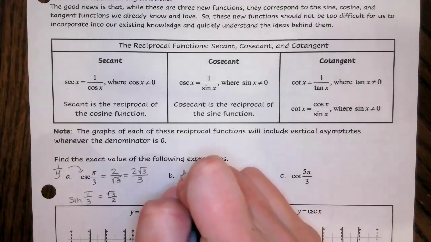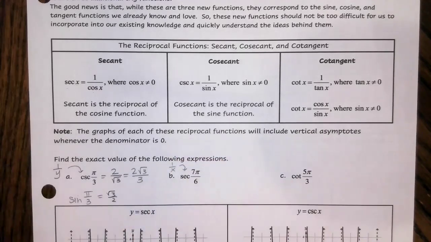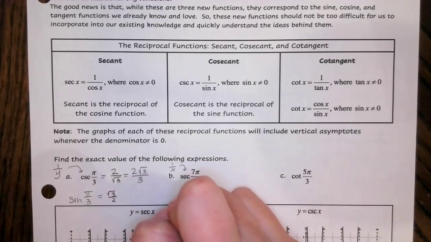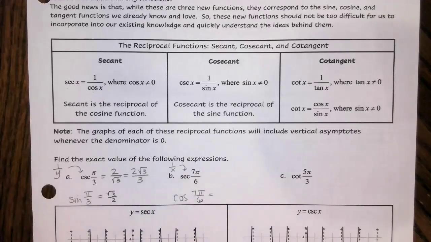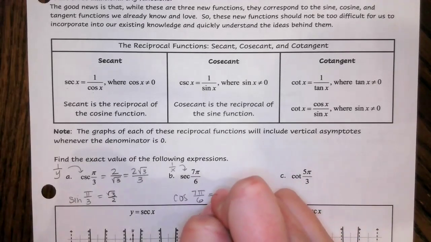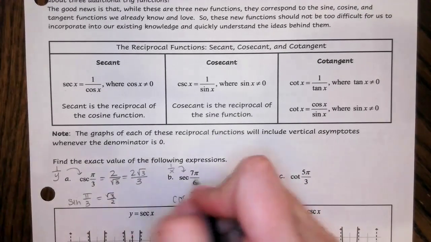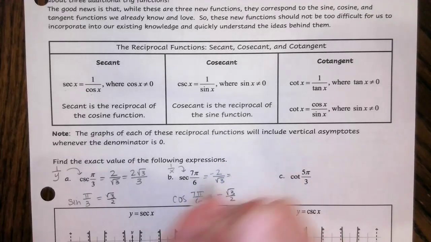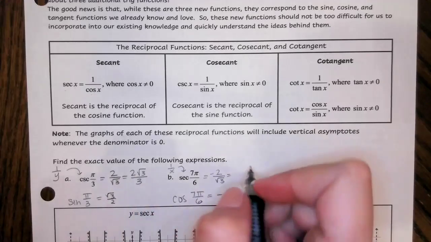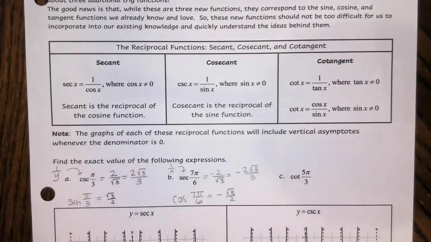All right, for our secant, that's the reciprocal of cosine. So this one is going to be 1 over x. So I would find the cosine value of 7 pi over 6. And so our cosine value of 7 pi over 6 is negative root 3 over 2. And so then we flip that. Negative 2 over root 3. We already said we go ahead and rationalize. And so this is going to be the same thing, but with a negative.